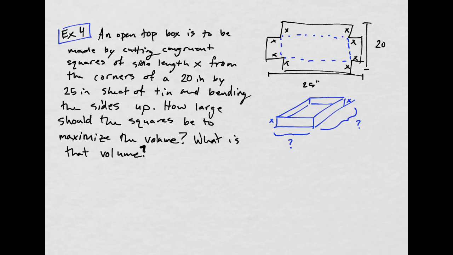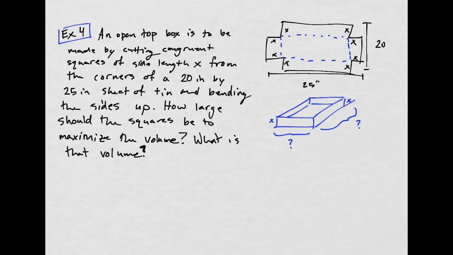Our first step is to write some kind of equation. How can I write some type of equation? From the corners of a 20-inch by 25-inch sheet of tin and bending the sides up, how large should the squares be to maximize the volume? In this particular case, we can't really make an auxiliary equation, just because there really aren't two pieces of information that we can use separately. It's really just all one piece of information, and it's talking about volume.